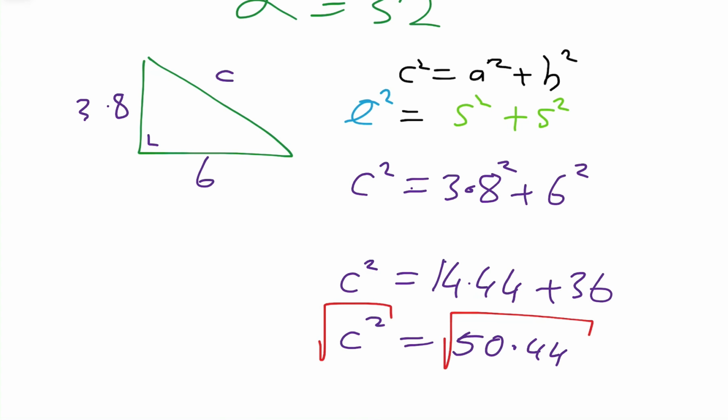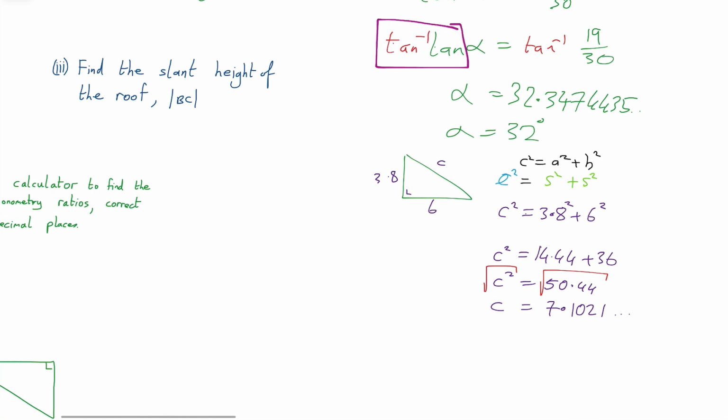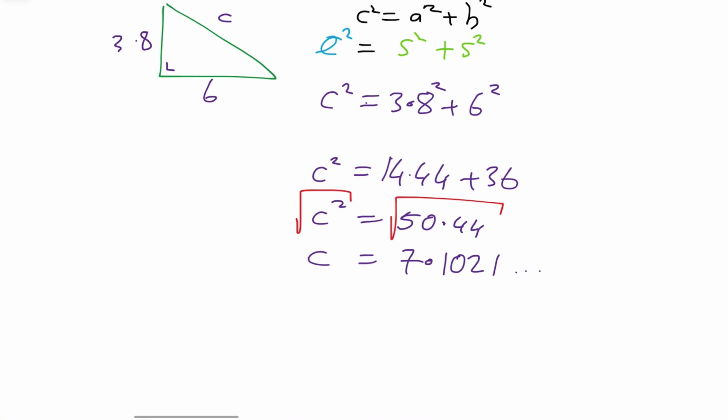Getting the square root of the answer we have, that's giving us c equals 7.1021, and so on. Again, always read the question. It said find the slant height of the roof. It didn't give us a certain number of decimal places, so I'm just going to leave it at 4 decimals. It was actually 7.10212362 on my calculator screen. If I'm looking for 4 decimals, I look at this digit here. Anything that's 4 or less means round down. So I'm going to keep that at 7.1021, correct to 4 decimal places.